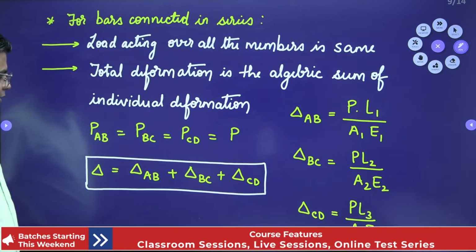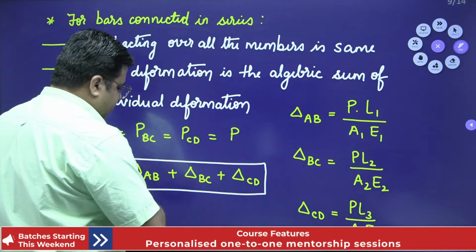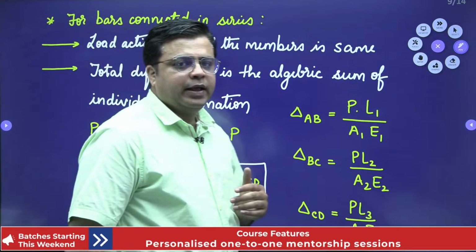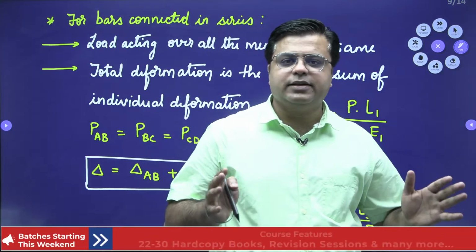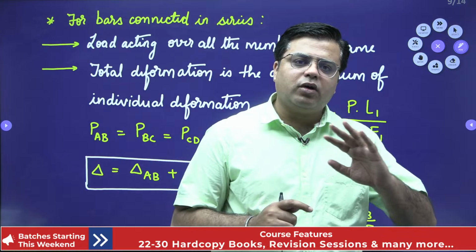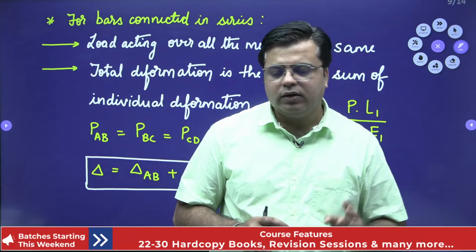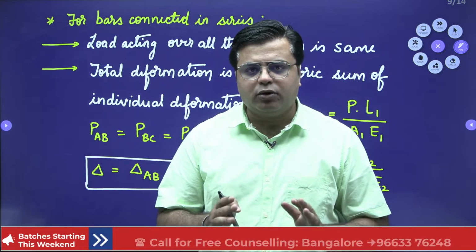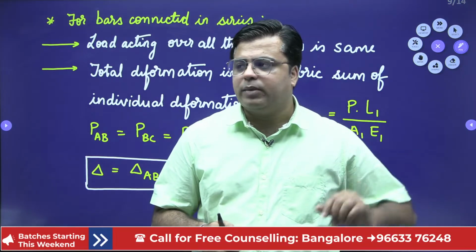So this is how you calculate the deformation for member AB, member BC and member CD. In order to calculate the total deformation, just add all the deformations, right? So if n members are connected in series, the first thing is that the load acting in all the members is equal. The second thing is that the total deformation is the sum of the individual deformations that occur.